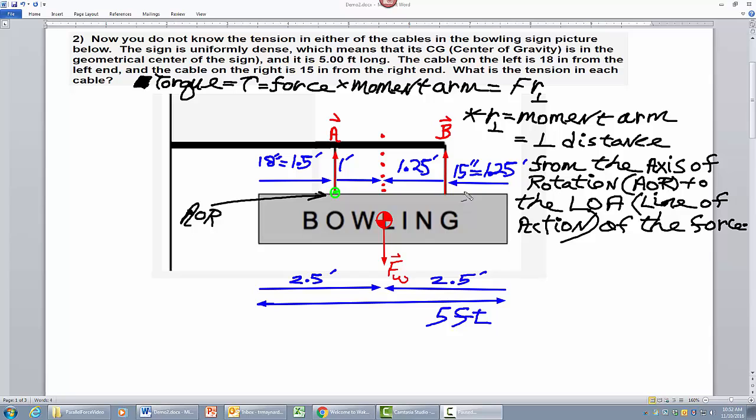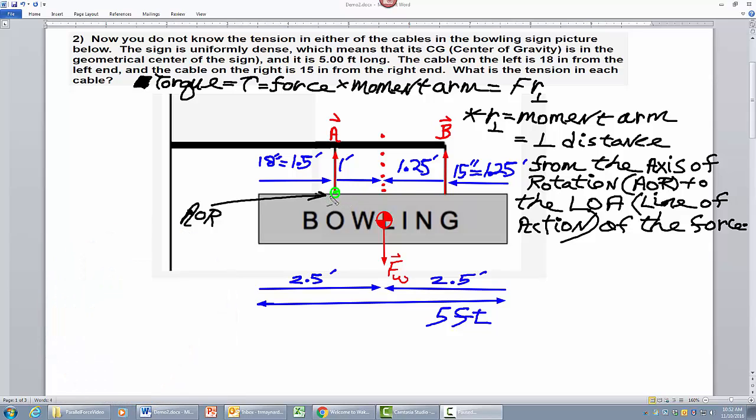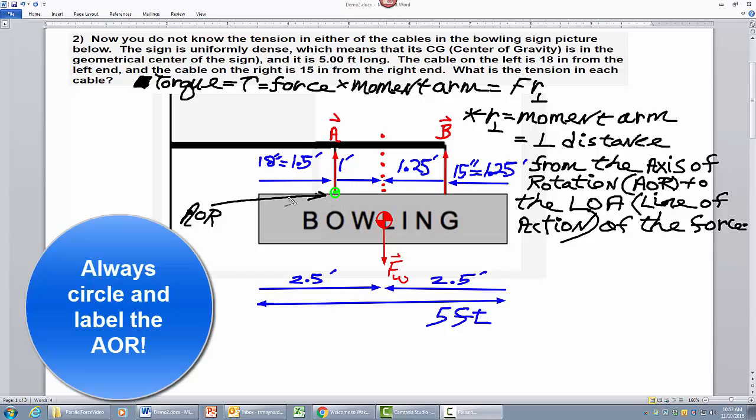This definition is true regardless of where you put the axis of rotation, but one must choose the axis of rotation smartly. You should always put the axis of rotation, or AOR, at the point of application of an unknown quantity. Here we have two unknown quantities, the magnitude of vector A and the magnitude of vector B. Therefore, we can pick either one of them. For concreteness, let's put the axis of rotation at the point of application of vector A. You should always, for bookkeeping purposes, circle your axis of rotation and label it.